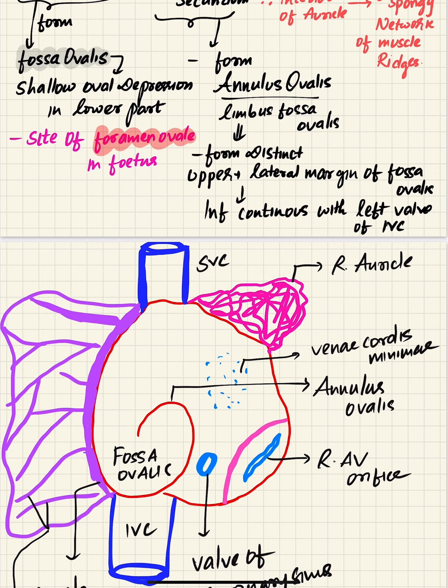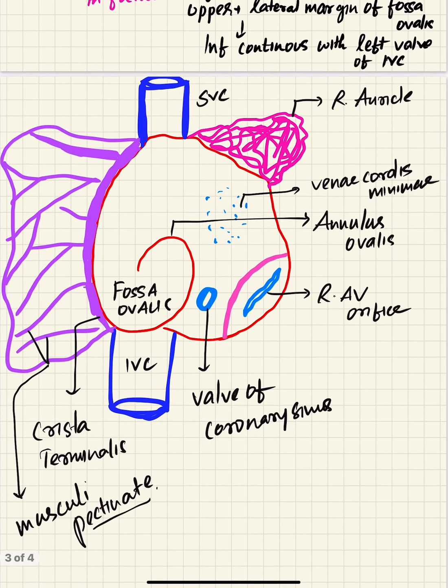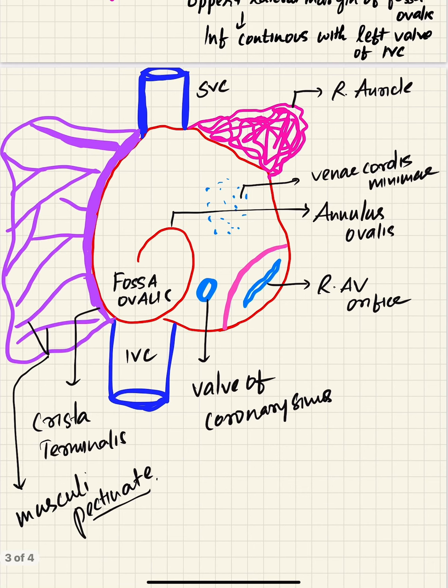This is the margin of the fossa ovalis, the distinct upper and lateral margin of the fossa ovalis, which is inferiorly continuous with the left valve of the inferior vena cava, and is called the annulus ovalis. This is the structure you can see here clearly. Right auricle, superior vena cava, inferior vena cava, fossa ovalis. There's a depression, and the upper lateral margin is called the annulus ovalis.